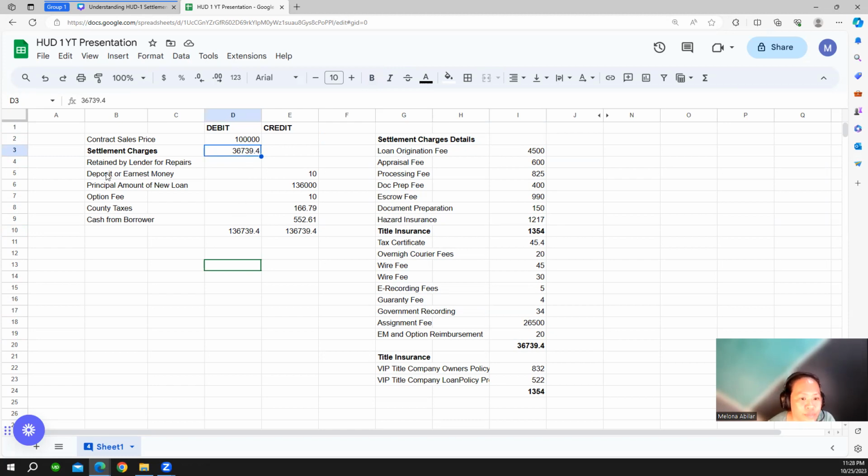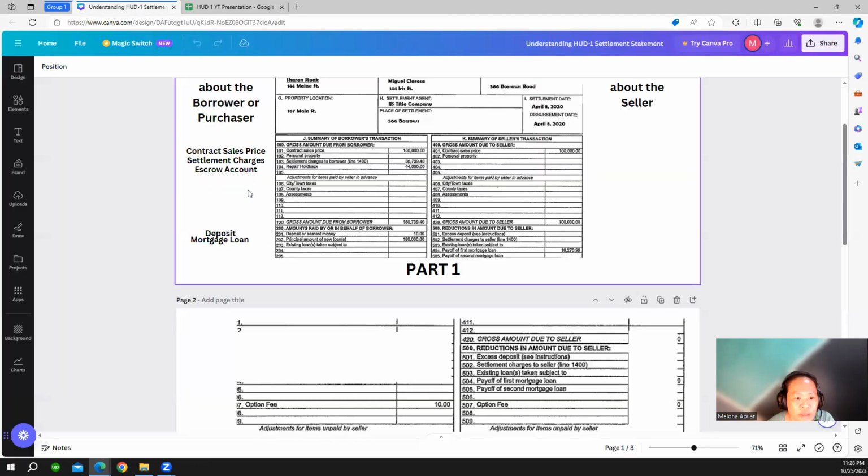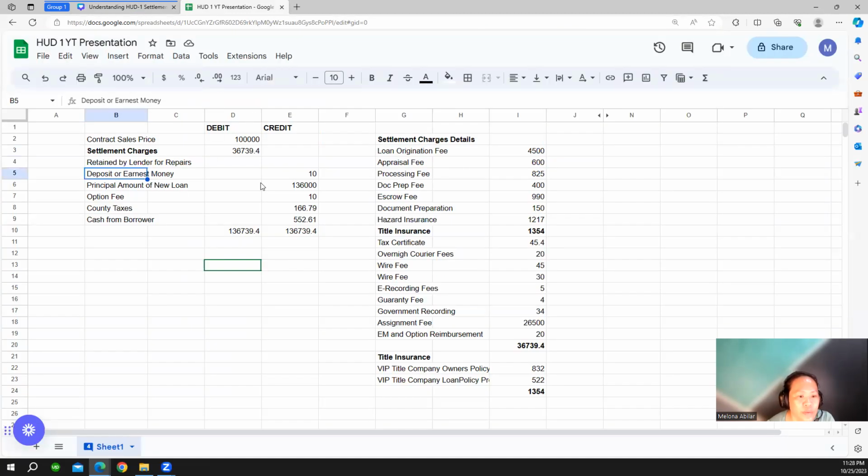There are also items here like deposit and earnest money, so we also put them here. Then the option fee is a credit. It's a credit because you pay this amount before the closing of the purchase.